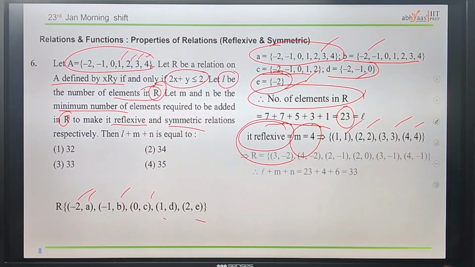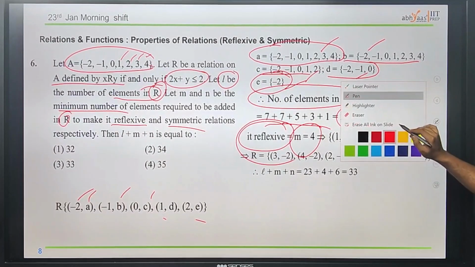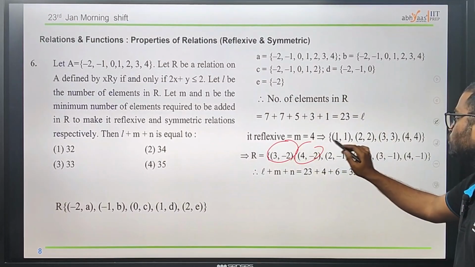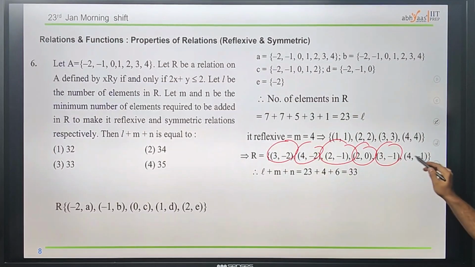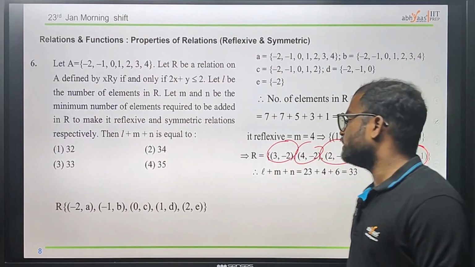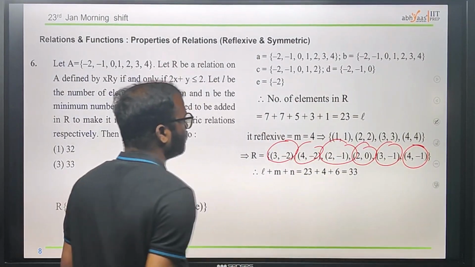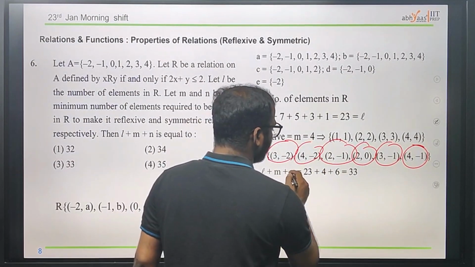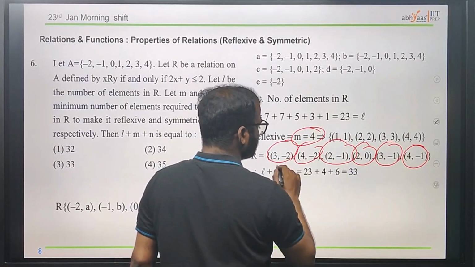Now coming to the symmetric part, we will have minus 3 comma minus 2, 4 comma minus 2, and also 2 comma minus 1, 2 comma 0, and 3 comma minus 1, 4 comma minus 1. In order to make it symmetric we need to add these elements in the relation. I hope you understood. That's how we got this: this is 4 and this is 6.